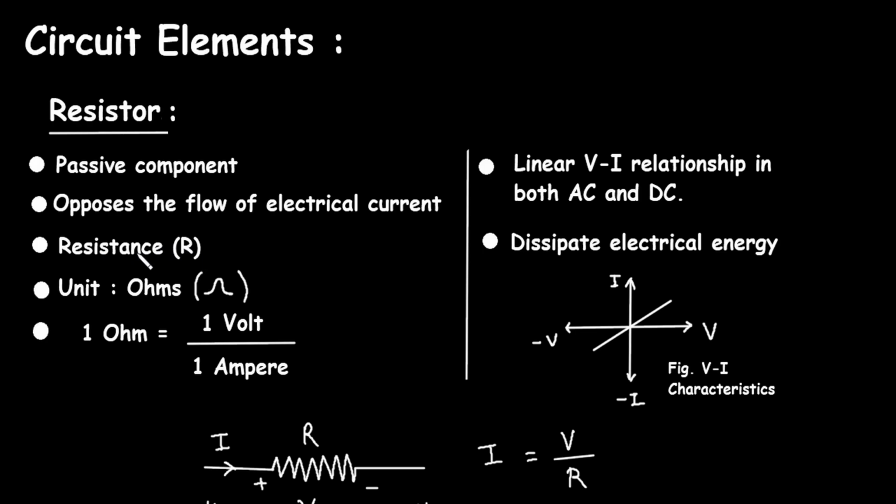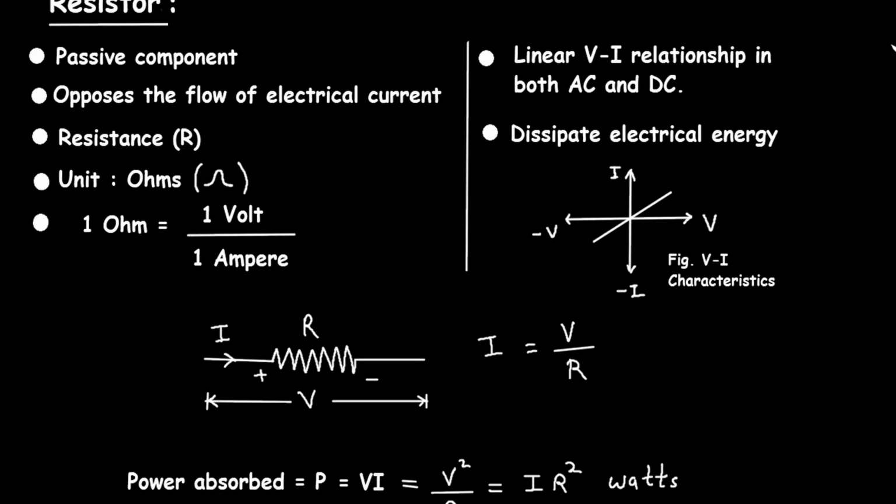The value of a resistor is called resistance, and it is represented by capital R. The unit of resistance is ohms, which is represented by omega. 1 ohm is equal to 1 volt upon 1 ampere. This is according to Ohm's law.